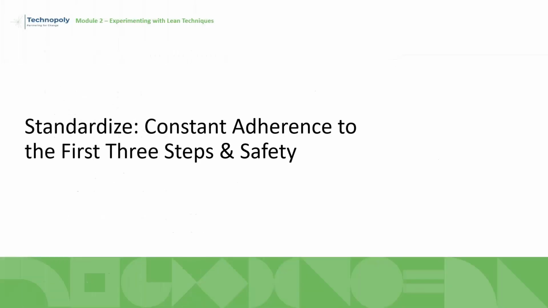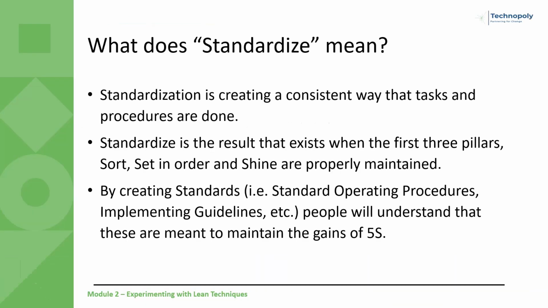Once the first three steps are in place, the next step is to focus on standardizing best practices. Without a clear standard, there can be no way to create accountability, monitor adherence, or make improvements. Standardization is the process of ensuring that tasks and procedures are carried out in a consistent manner. Standardize is the result that exists when the first three pillars, sort, set in order, and shine, are properly maintained.